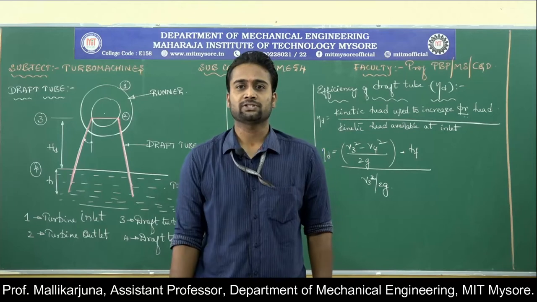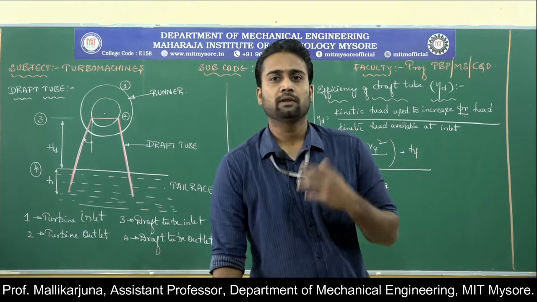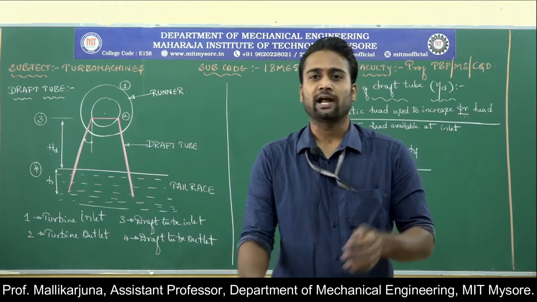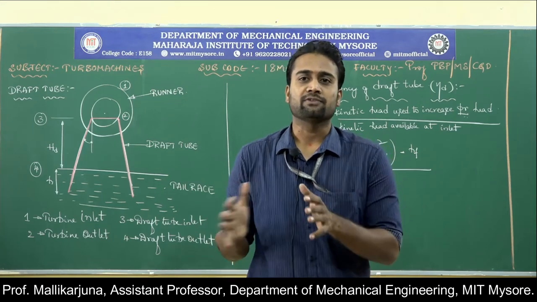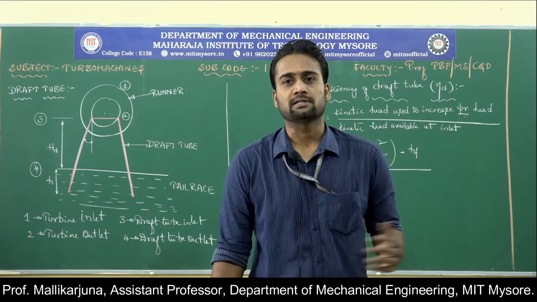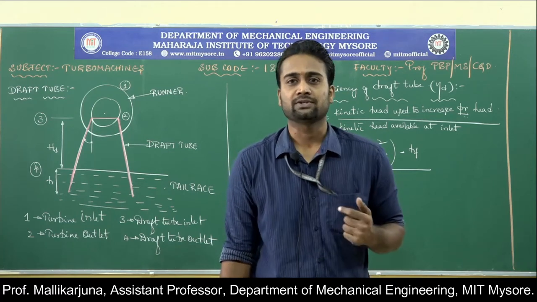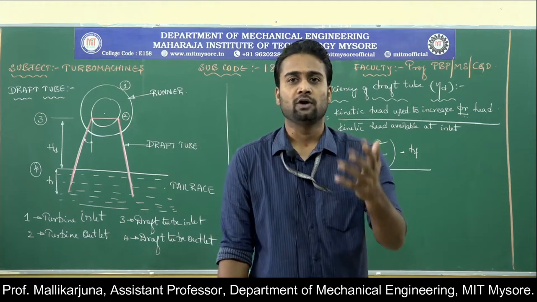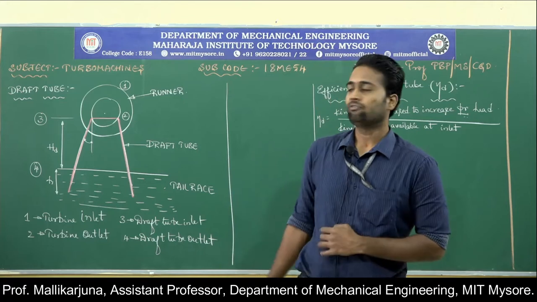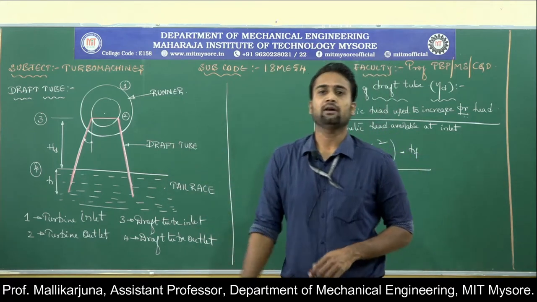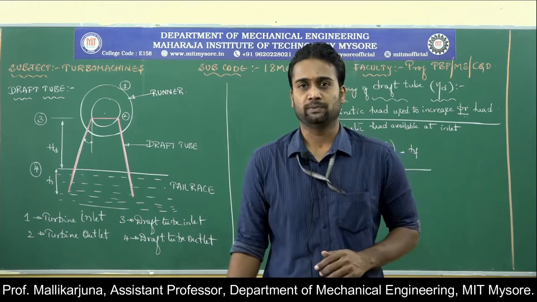Namaste, welcome back to the session of Turbo Machines. In the previous session, we have gone through the way of writing the velocity triangles for Francis turbine. And we have looked into various efficiencies related to the Francis turbine, such as hydraulic efficiency, volumetric efficiency, mechanical efficiency. By combining all those things, we have looked into overall efficiency too. So now in this session, we will be looking into one of the components of the reaction turbine, which is nothing but the draft tube.